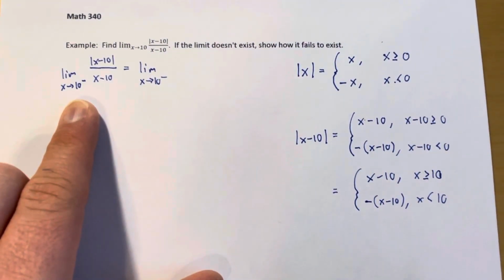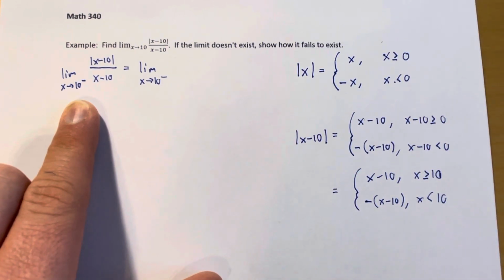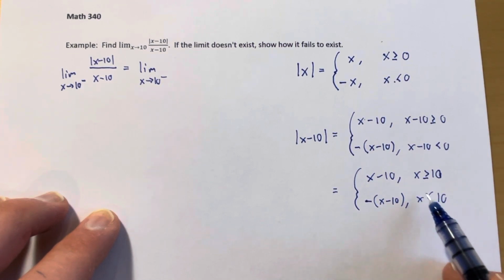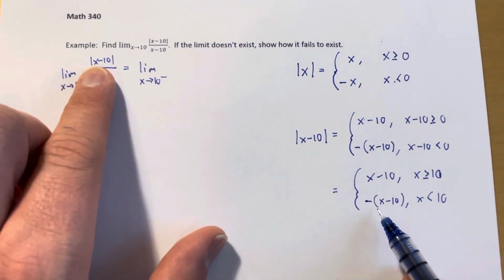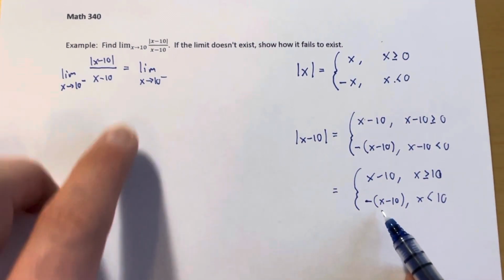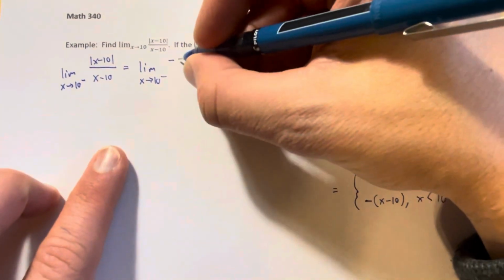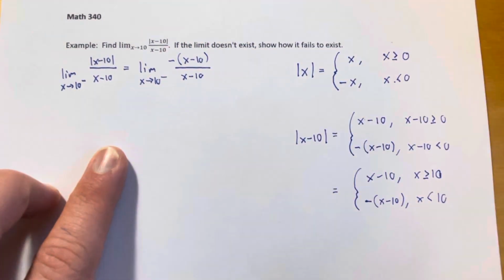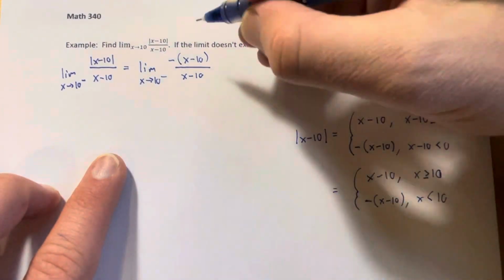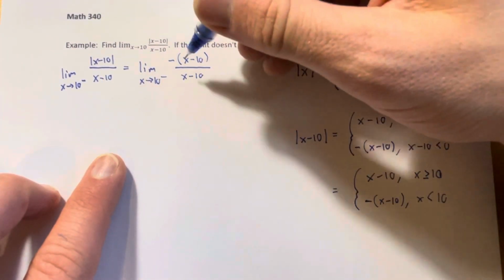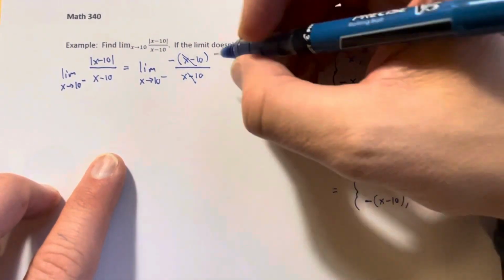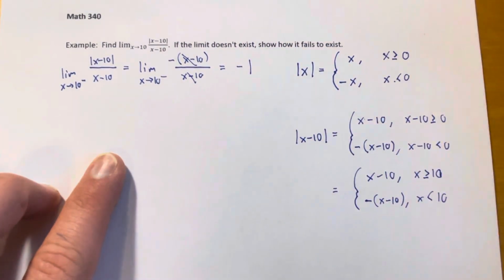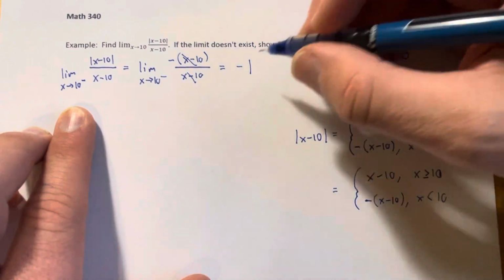If we're approaching 10 from the left, then I want to use numbers that are less than 10. Coming over to my piecewise function, x is less than 10 shows up here, which means I'm using this expression. So the absolute value of x minus 10 will become this expression just for this limit. Negative quantity x minus 10 over x minus 10. Now that I don't have that absolute value there, I can see an x minus 10 in my denominator and in my numerator. Those will cancel each other. And that leaves me with negative 1 over 1, which is negative 1. So the limit as we approach 10 from the left is negative 1.